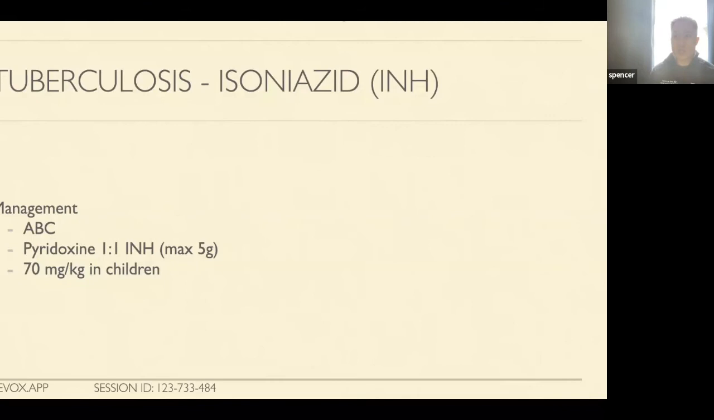For chronic toxicity, pyridoxine is not going to reverse hepatic injury. However, it is used concurrently with isoniazid therapy to prevent neurologic toxicity.